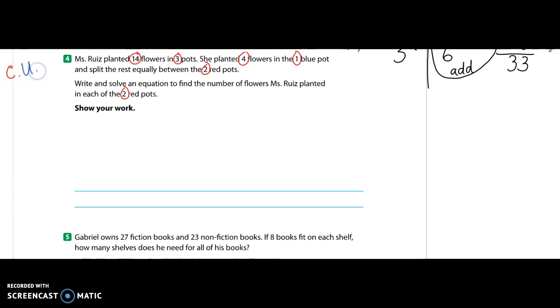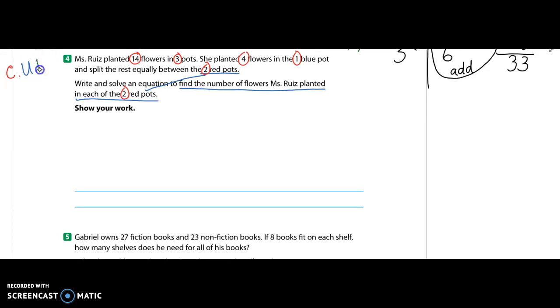The next part of my strategy is U, underline my question. Well, I don't see any questions here, but I know I'm going to have to solve to find the number of flowers Miss Ruiz planted in each of the 2 red pots. Oh, these 2 red pots go with these 2 red pots. So it's not 2 different sets of red pots. It's just that they've repeated that, 2 red pots. So that's my underlined problem that I have to solve.